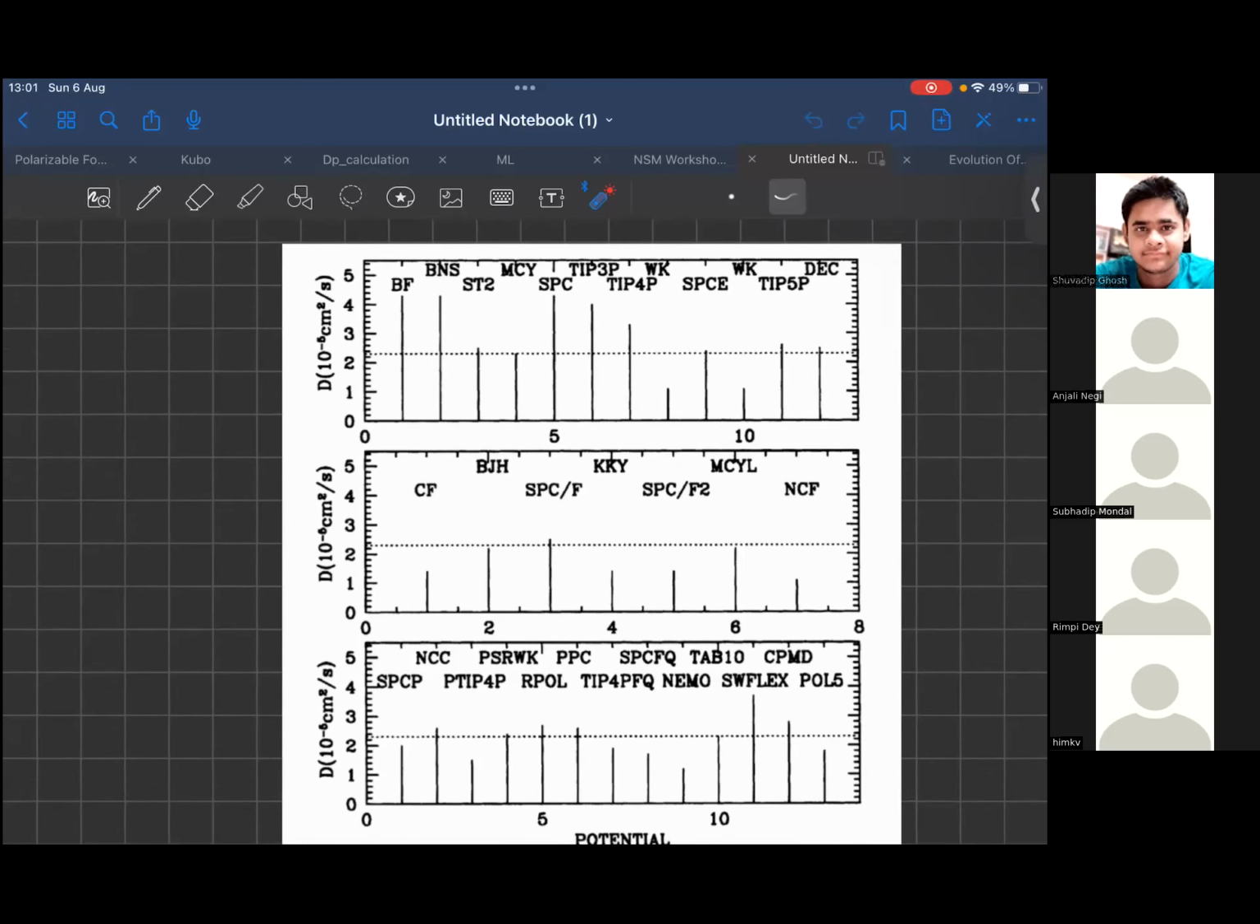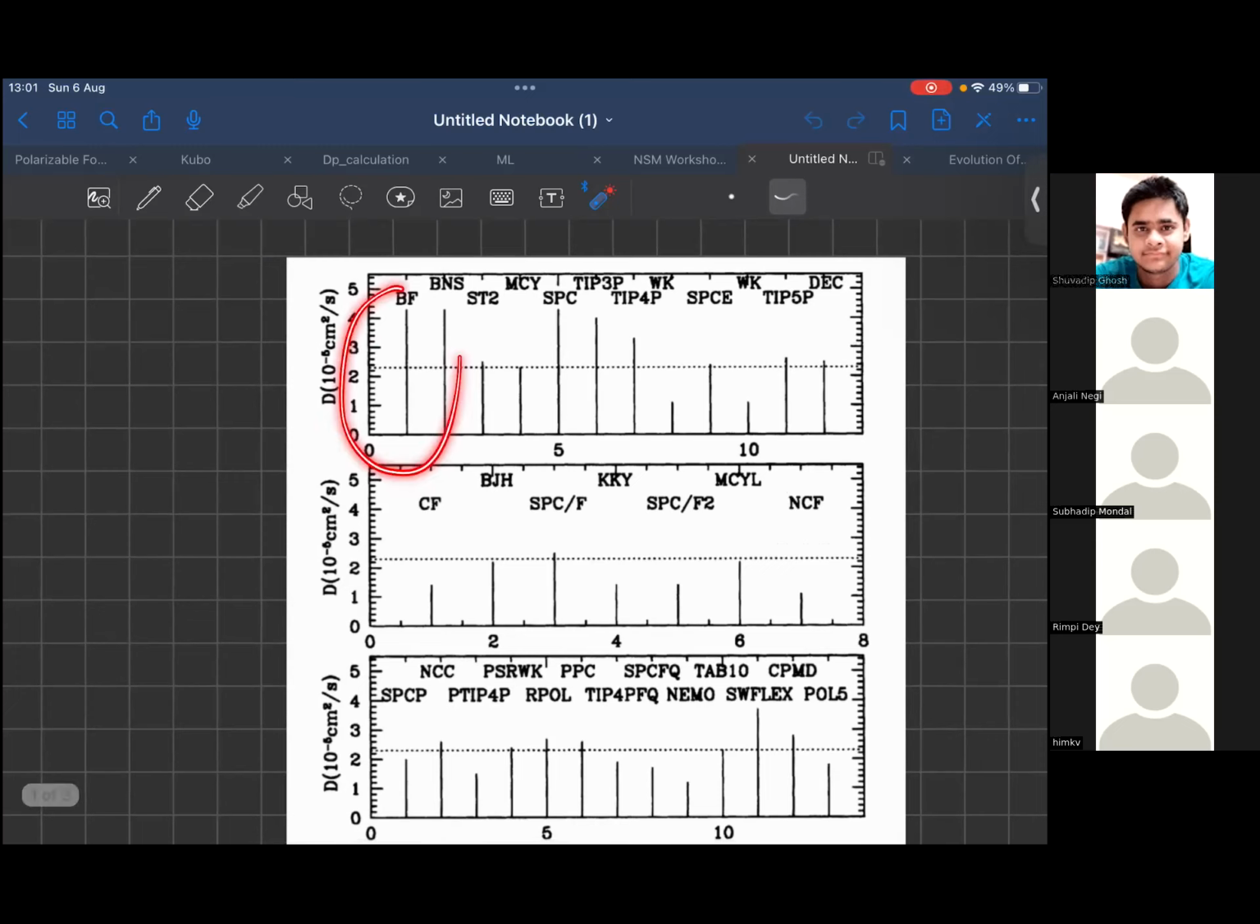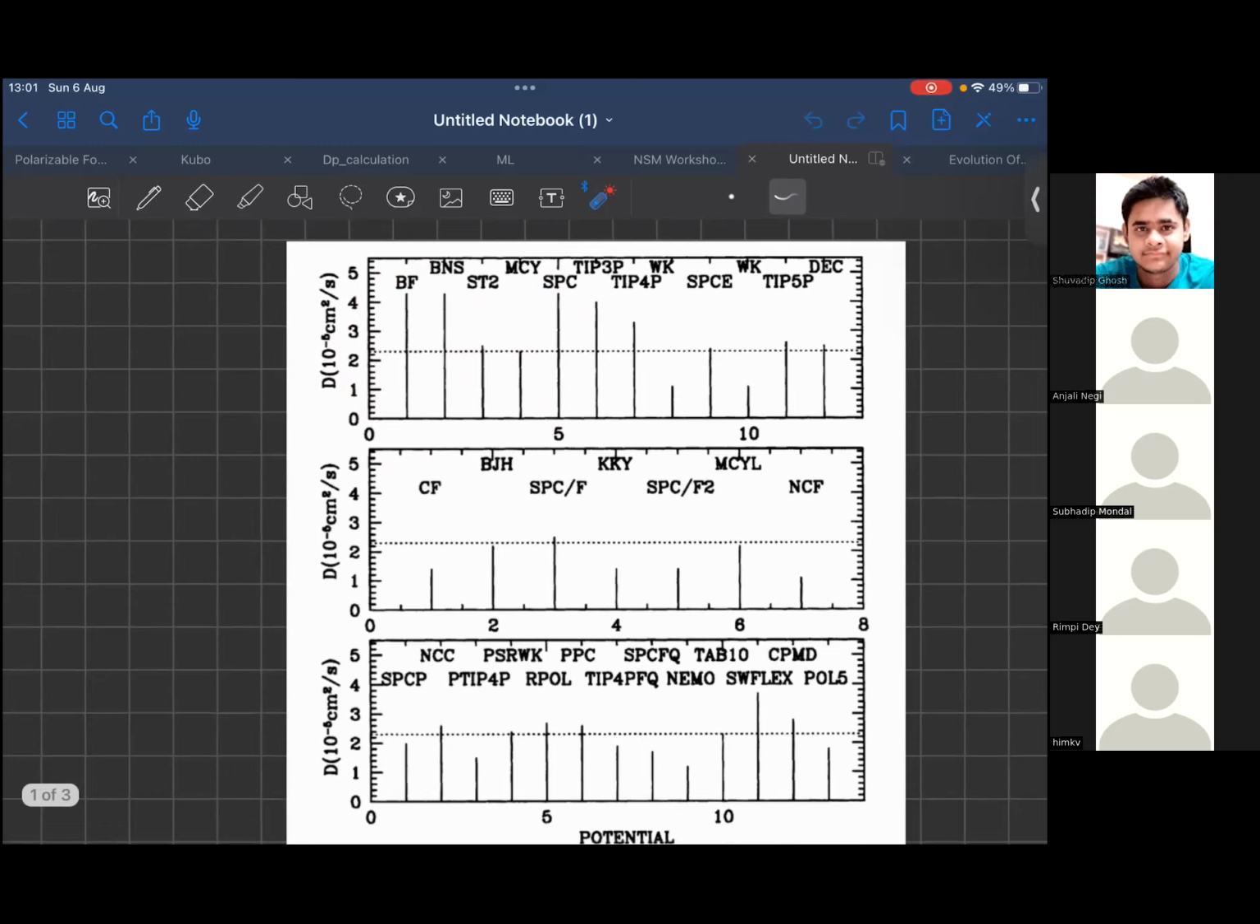Okay, so here one can see some water models like the BF water model, BNS water model, and SPC water model. These basically overestimate the diffusivity. And after that, a few water models, SPCE, TIP5P, and SPCAF, are reasonably good in terms of the diffusivity of water.